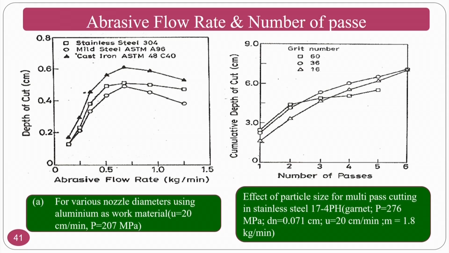At the same time, as the number of passes increases, as I said, your cumulative depth of cut will be continuously increasing. If you see the grit number, if the grit number is increasing, that means that the abrasive is becoming finer and finer. In that circumstance, you are going to get perfect cuts. The surface roughness that you are going to get is good. If you see here, the grit number is 60, so the cumulative depth of cut is very less. At the same time, if you see for 36 and 16, you are going to achieve approximately the same cumulative depth of cut. That means that if the grit number is less, the abrasive particle is slightly bigger. If the abrasive particle is coarser, the depth of cut that you are going to achieve is higher.